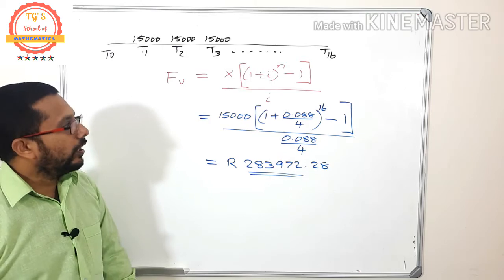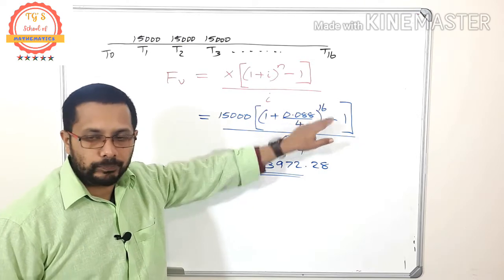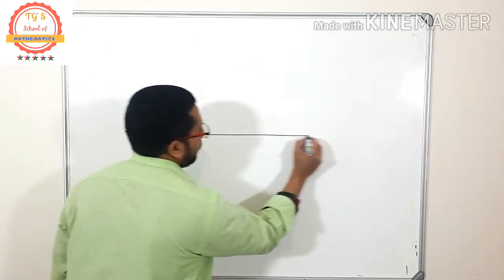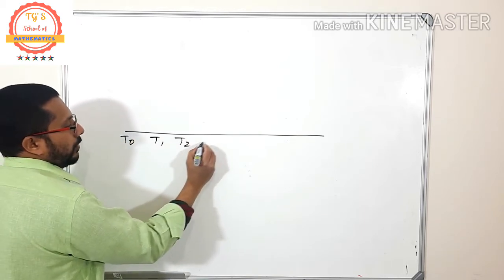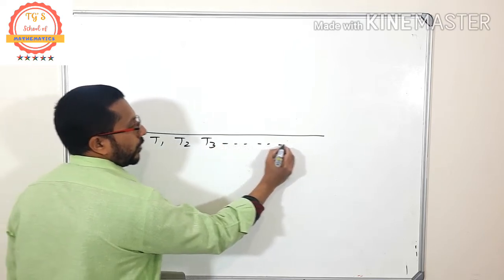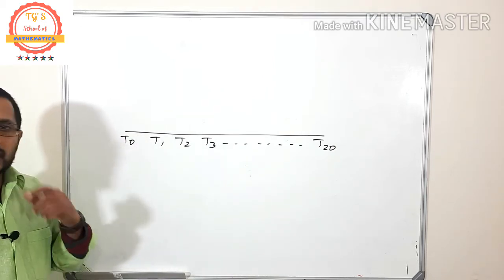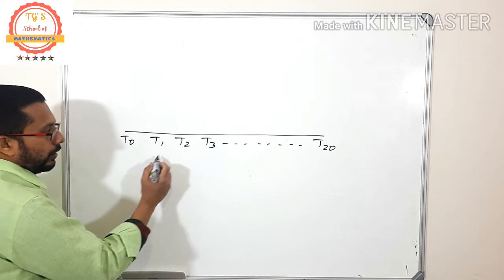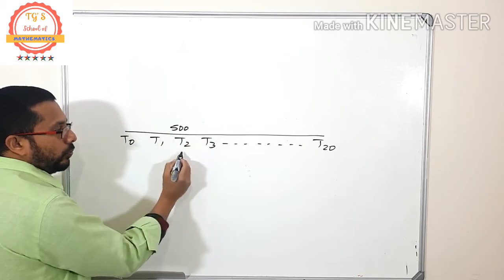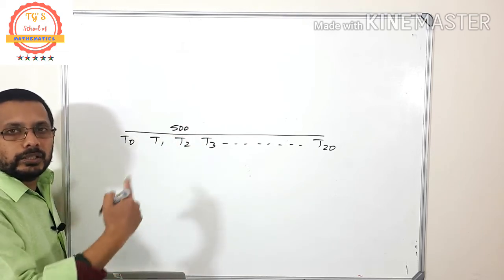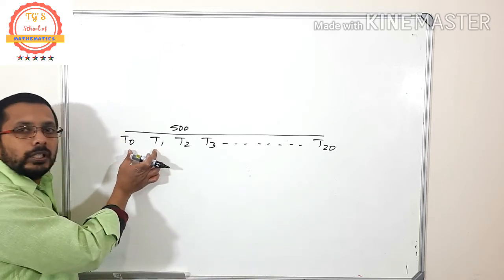Do you understand? Now, before I go to the next question, let me explain once more about this n. For example, somebody started investing 500 rand every month, and the last term is T20. This is another question, just an example. Somebody started investing 500 rand every month, but starting from this T2, that means the second month or second term. It could be a month, a quarter, or half yearly.